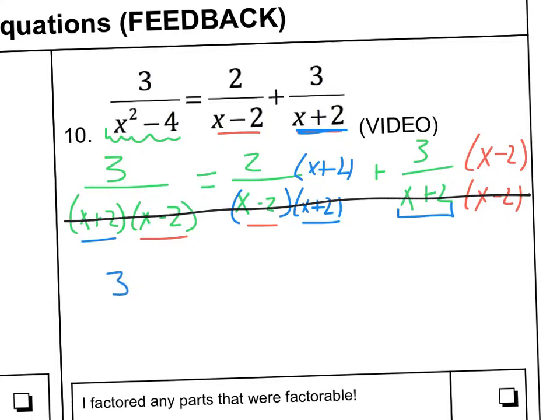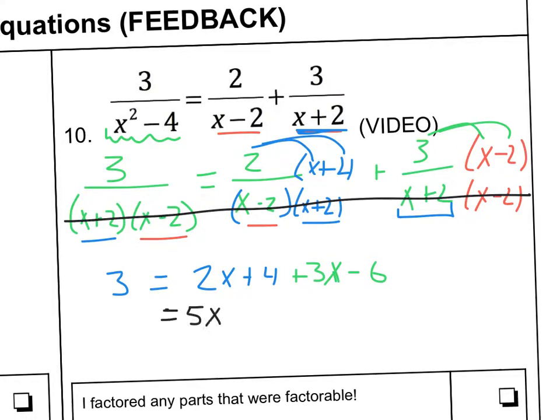On the left side, we got 3. On the right side, we've got 2 times x plus 2, which is 2x plus 4. That's doing some distribution. And then we've got 3 times x minus 2, which is 3x minus 6. All right, on the right side, we're going to have 5x minus 2. And on the left side, we've got 3. I'm going to add 2 to make 5 is equal to 5x, which means that x is 1.